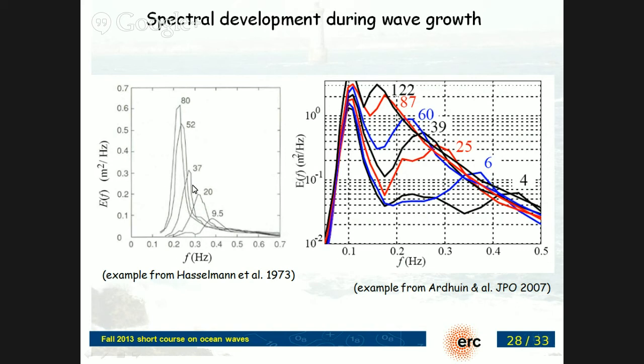The other feature here is that if you look at one frequency, the peak will go high, and then the energy will go down. So this is what people have called the overshoot effect, that the spectrum is actually higher when it is at the peak compared to later on when it's more developed.